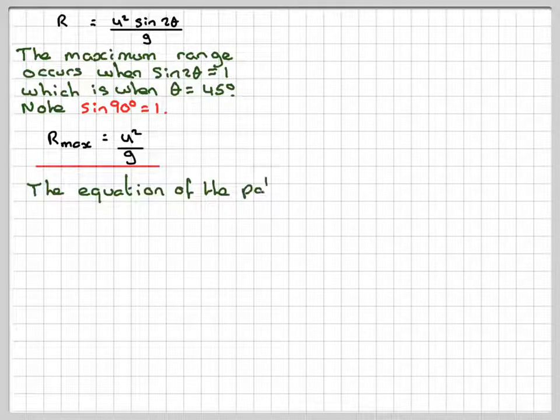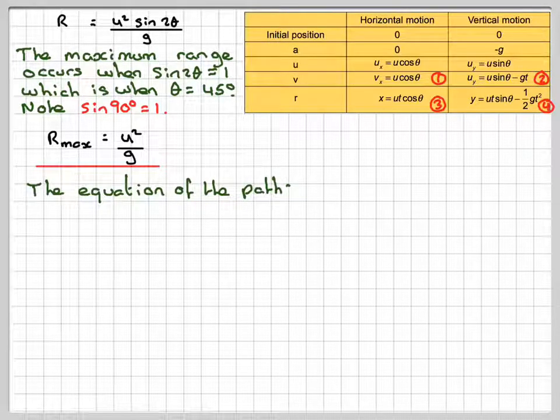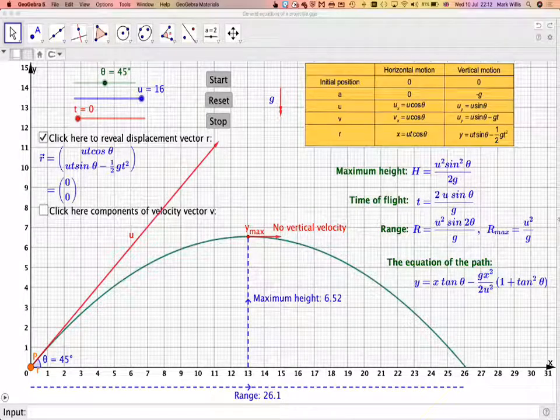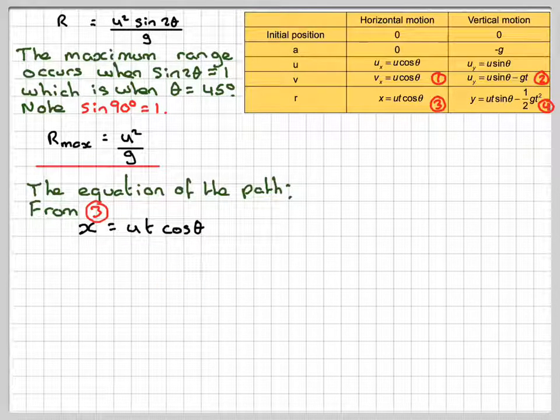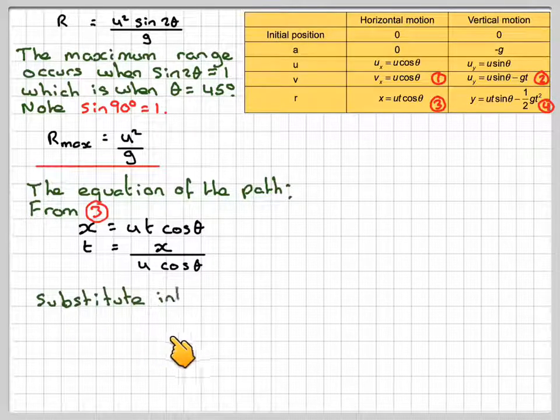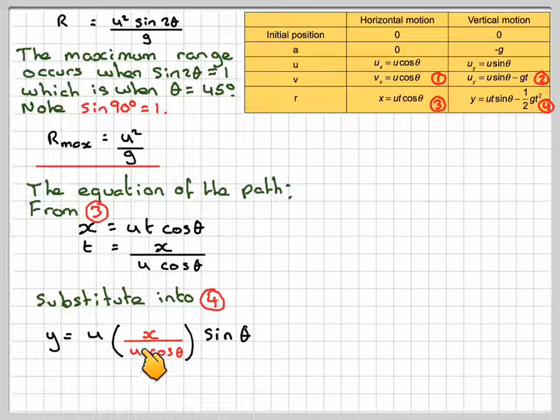Right, the equation of the path. Basically what we're trying to do is find the equation of this path if theta and u change. So from 3, we have that x is u t cos theta, and make t the subject, so t is equal to x over u cos theta. Substitute into equation 4, so we're going to have y is equal to u times x over u cos theta times sine theta.